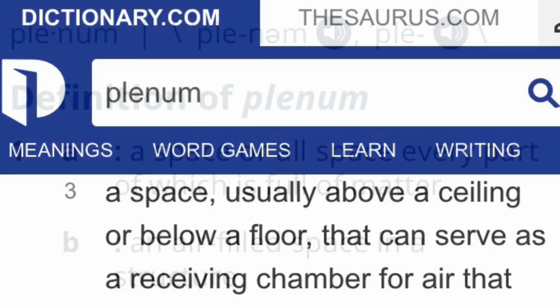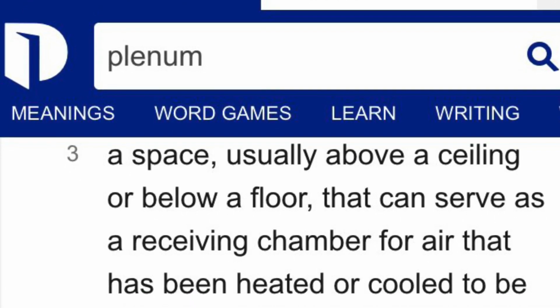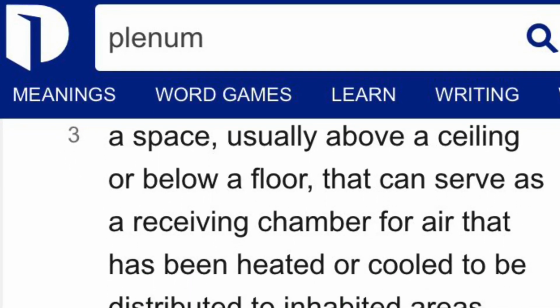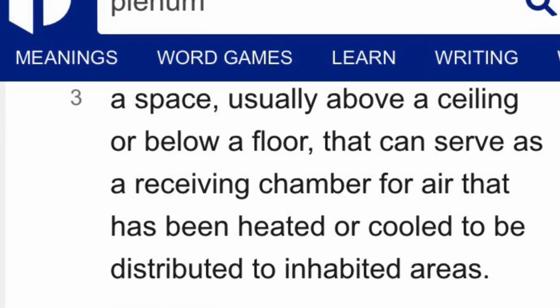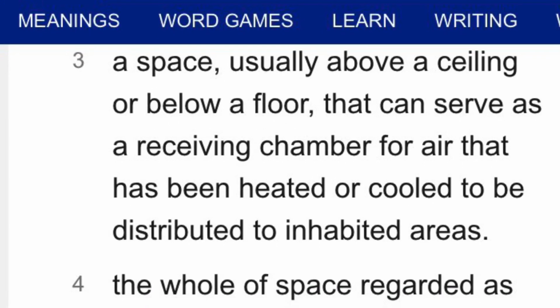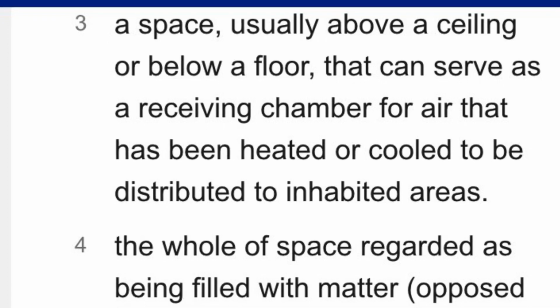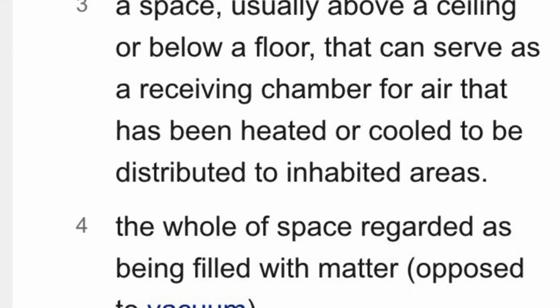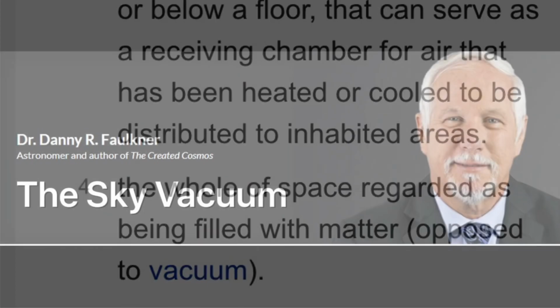As we look at this definition, a space usually above a ceiling or below a floor that can serve as a receiving chamber for air, okay, so still not a vacuum, but air that has been heated or cooled to be distributed to inhabited areas. Almost like a ducting system, right? The whole of space regarded as being filled with matter, opposed to a vacuum. Well, it's not a vacuum, that's for sure.